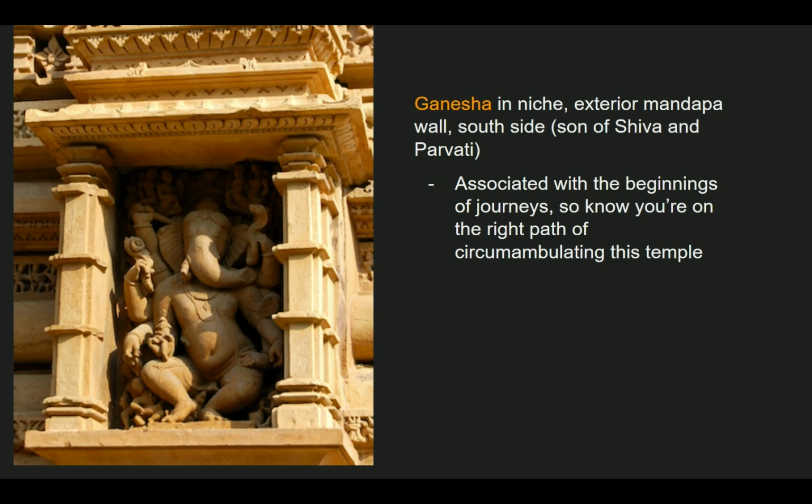And so that's why he always has this elephant head. And think of how elephants are strong, they remove obstacles. They were helped with construction during this time period, etc. And so he's the remover of obstacles, the son of Shiva and Parvati. And here we are, where you are told as the devotee circumambulating around this temple, that you're on the right path.